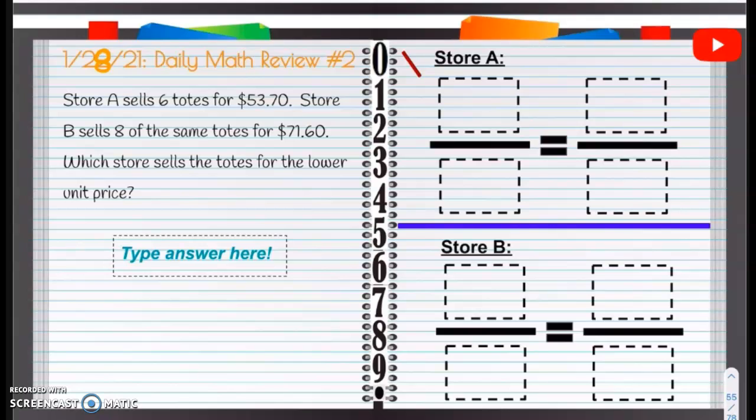January 28th, 2021, Daily Math Review number 2. Store A sells 6 totes, which are bags, for $53.70. Store B sells 8 of the same totes for $71.60. Which store sells the totes for a lower unit price? So we're going to find unit price.